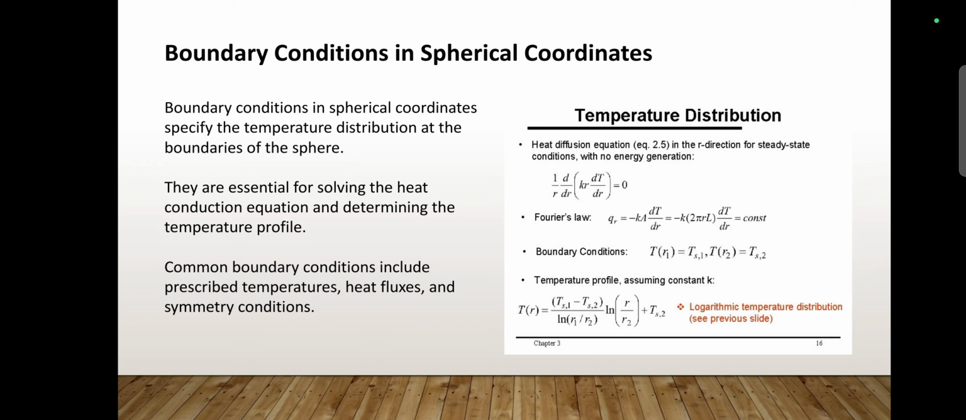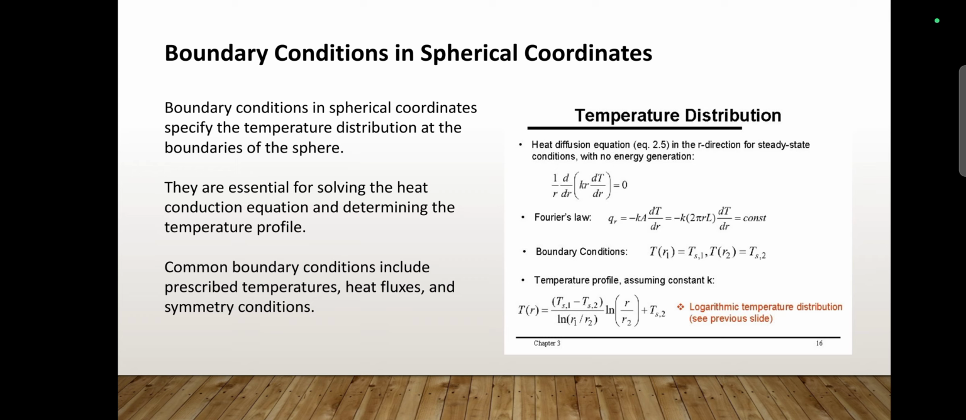Fourier's law: Qr = -k dT/dr = -k (4πr²) dT/dr = constant. Boundary conditions: T(r1) = Ts1 and T(r2) = Ts2. The temperature profile, assuming constant k: T(r) = (Ts1 - Ts2)/(ln(r1/r2)) · ln(r/r2) + Ts2.